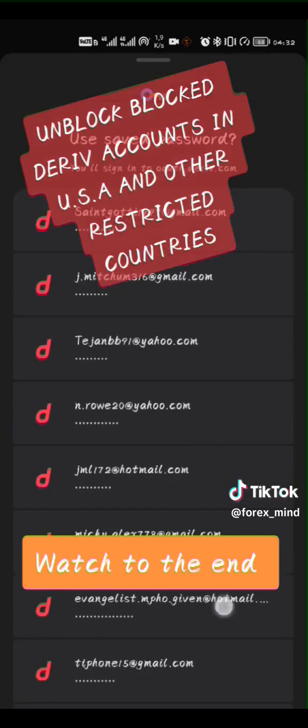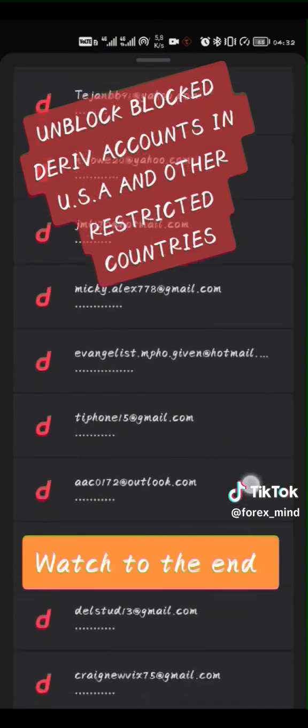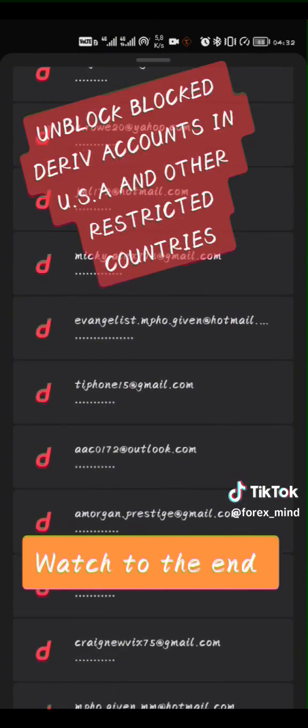As you can see, most of these accounts that you see here, some were blocked accounts, some were accounts that needed verification before they can continue withdrawing their traded funds. Because with the DERIV, you can withdraw up to 10K without actually verifying your account, though it's not always the case. Sometimes even less.